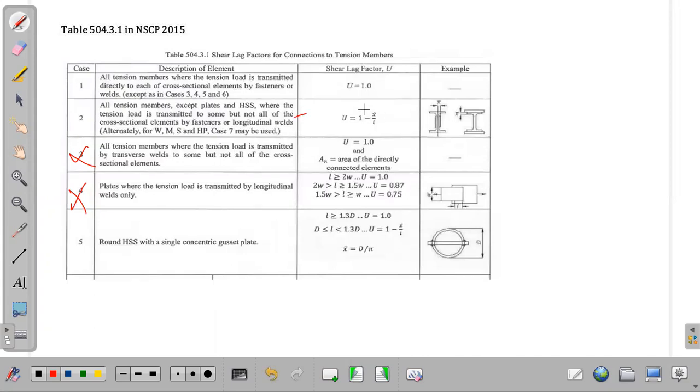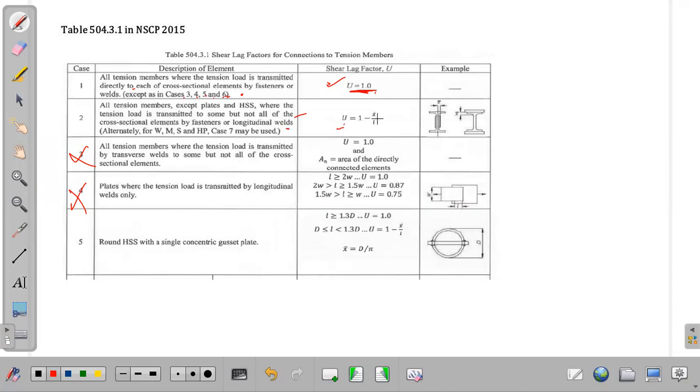Okay? So yung case 1 natin, pagka ang wala tayong shear lag factor, 100% na yung load natin is transmitted fully doon sa ating failure. Shear lag factor natin is 1.0. So 100% directly yung load natin. Okay, so this is for all tension members where the tension load is transmitted directly to each cross-sectional elements. Okay, so except case 3, 4, 5, and 6, sabi niya. Except case 3, 4, 5, and 6. Okay, so pagka 100% directly na natra-transmit yung ating load doon sa ating area, cross-sectional area, U is equal to 1. Okay, so for case 2, ito naman, is transmitted but not all of the cross-section element by fasteners or longitudinal weld. So, isosolve ninyo yung value ng U.